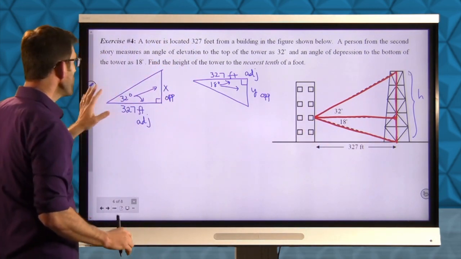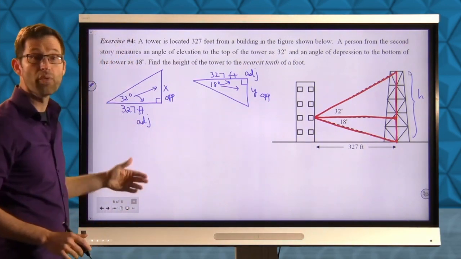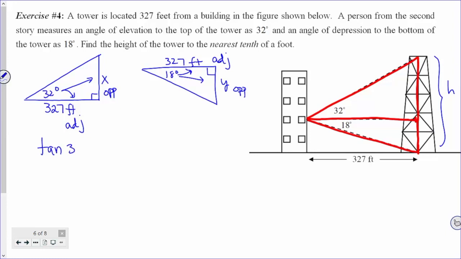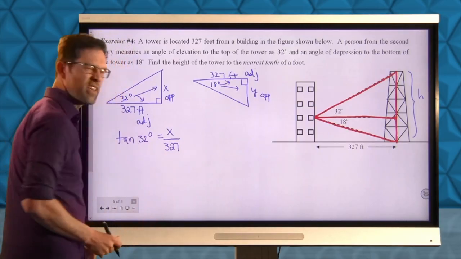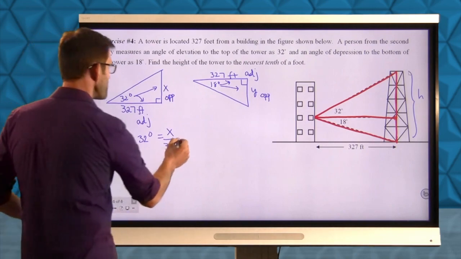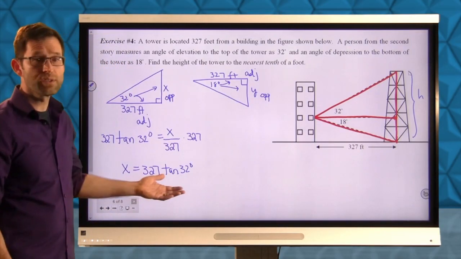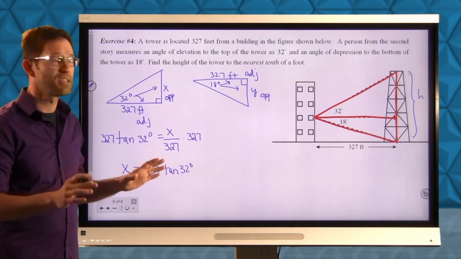So let's do it. Let's go through this one and let's set up that trig ratio that involves the tangent. And in fact, what I can say is that the tangent of 32 degrees is equal to the side opposite, x, divided by the side adjacent, 327. And again, it's a wonderfully easy trig ratio to solve. I'll just multiply both sides by 327, and I'll get x is equal to 327 times the tangent of 32 degrees.